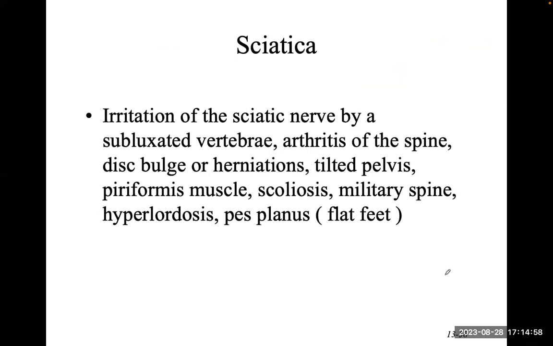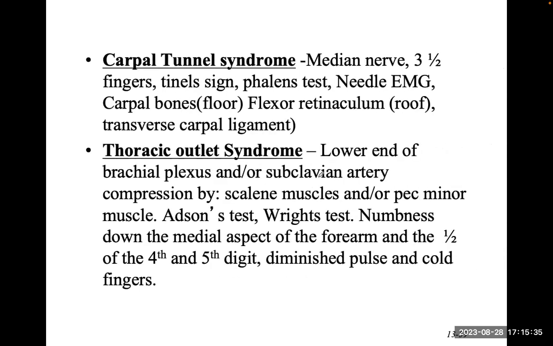Okay, we did speak about sciatica, which can come from a subluxated or misaligned vertebrae. It can come from arthritis or osteophytes and spurs of the spine. It can come from a disc bulge or disc herniation, tilting of the pelvis, a tight piriformis muscle, curvature of the spine or scoliosis, having a decreased lumbar curve causing military spine, or an increased lumbar curve, hyperlordosis, or flat feet and pes planus. All of these can cause sciatica.